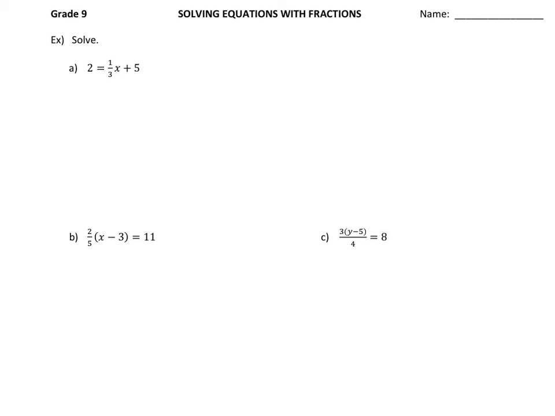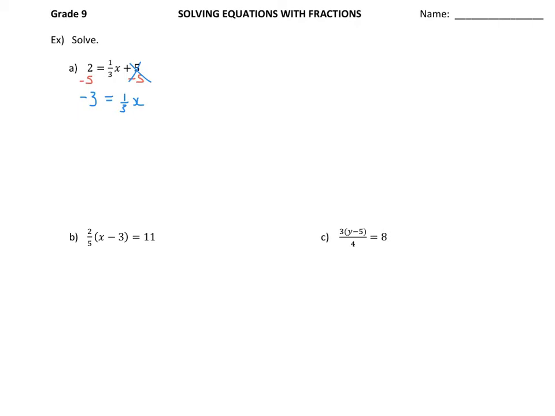I could undo the adding 5 by subtracting 5 from the right side, but if I subtract 5 from the right, I have to do the same from the left. So 2 take away 5 on the left should equal -3, and that will equal 1/3 x. And the plus 5 and the minus 5, they undo each other, and that was the whole purpose of that.